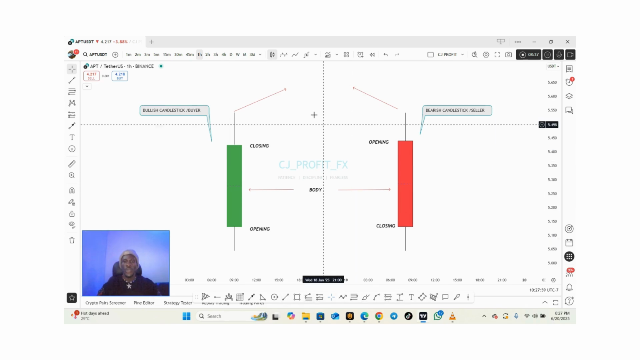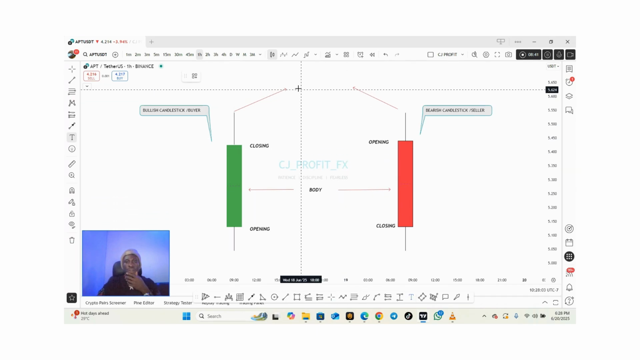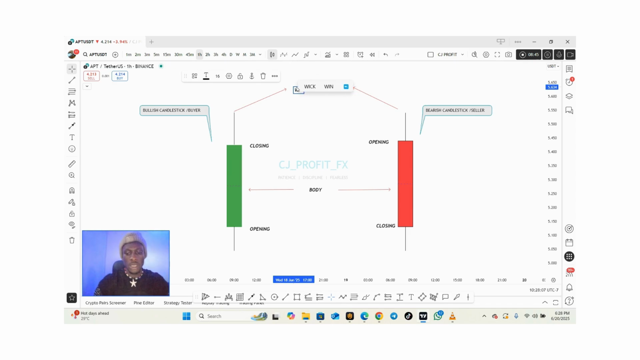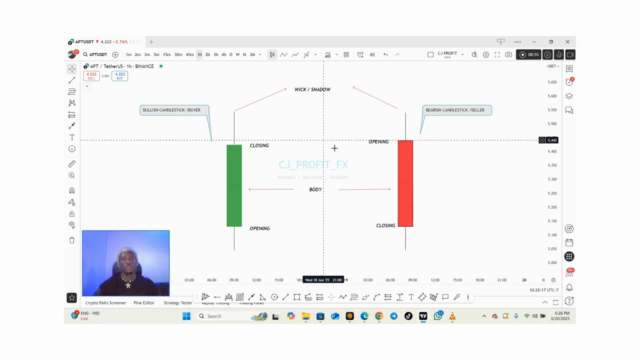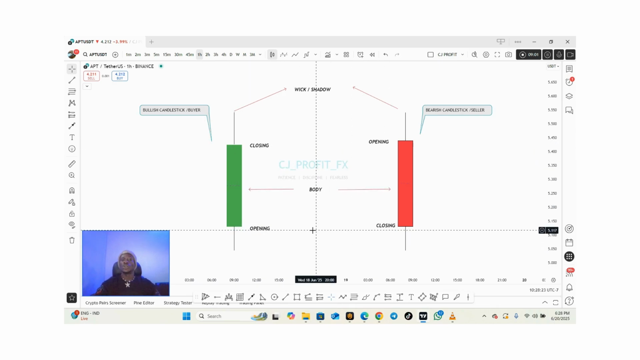We call them the wick or shadow. This is the wick point of the candle, or the shadow. This is how to label the parts of the candles.